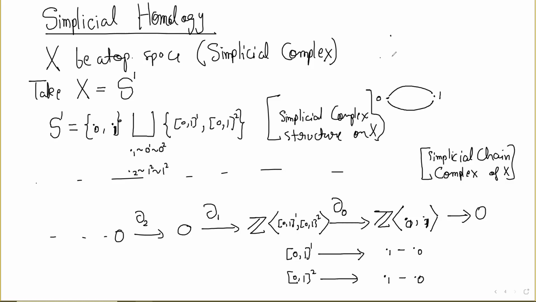If it was V0, V1, V2, if it was a two simplex, then you will take the symbol corresponding to V0 minus the symbol corresponding to V1 plus the symbol corresponding to V2. And there are still some other things, but yeah. So this is the map.